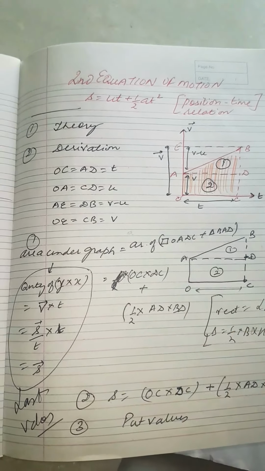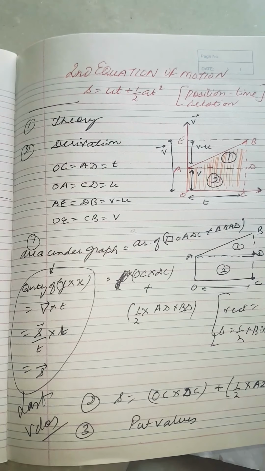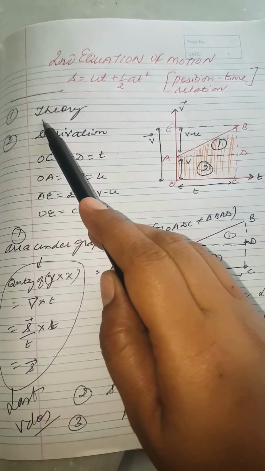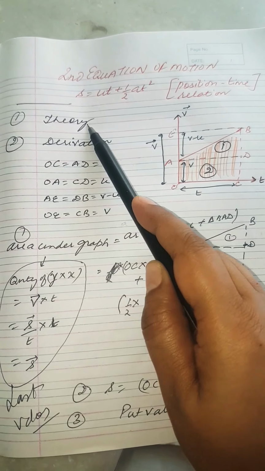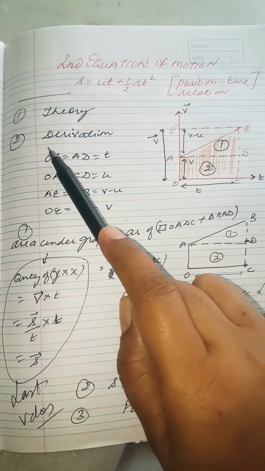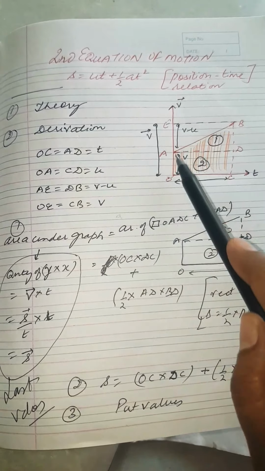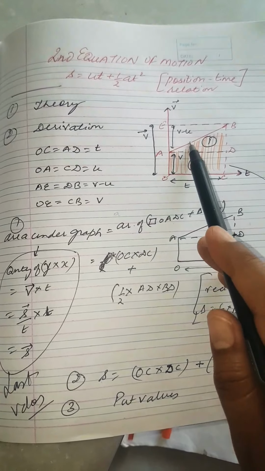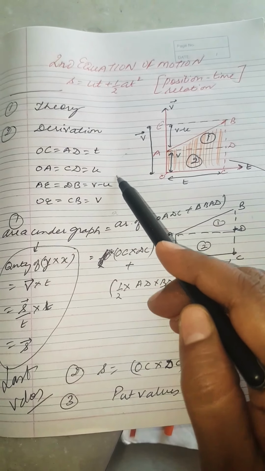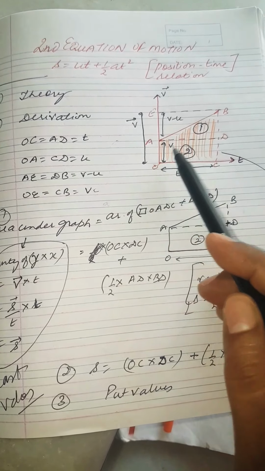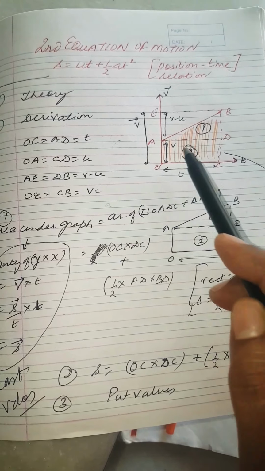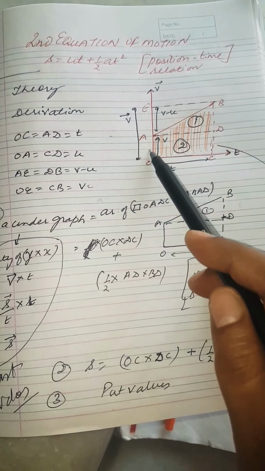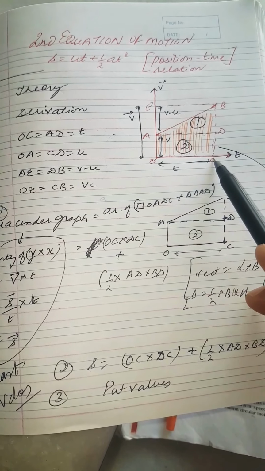So to start with, we have to follow the same procedure that we are doing right from the first equation of motion derivation. So first you have to write about theory. Theory is the introduction that I have told you. Then come to derivation part along with the drawing of graph. So this was the graph. In graphical portion, we have observed these four things, which is this equal to this equal to this, and this portion to this portion, and this complete line segment to this portion.